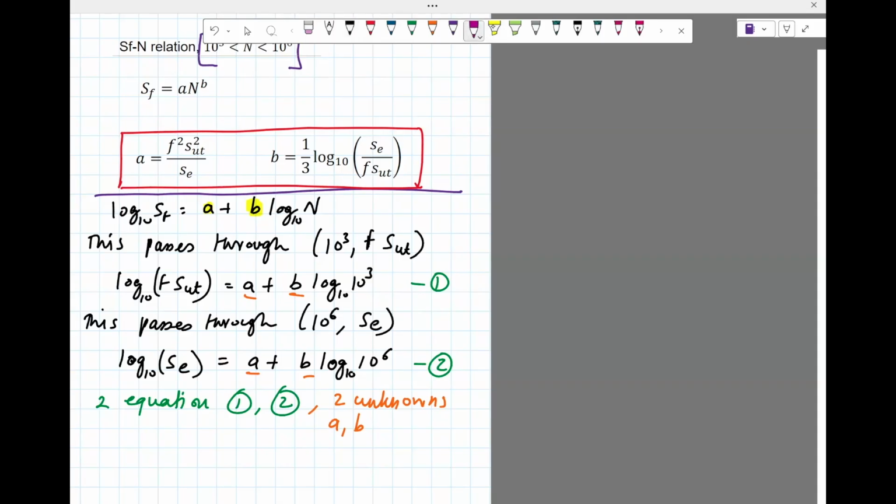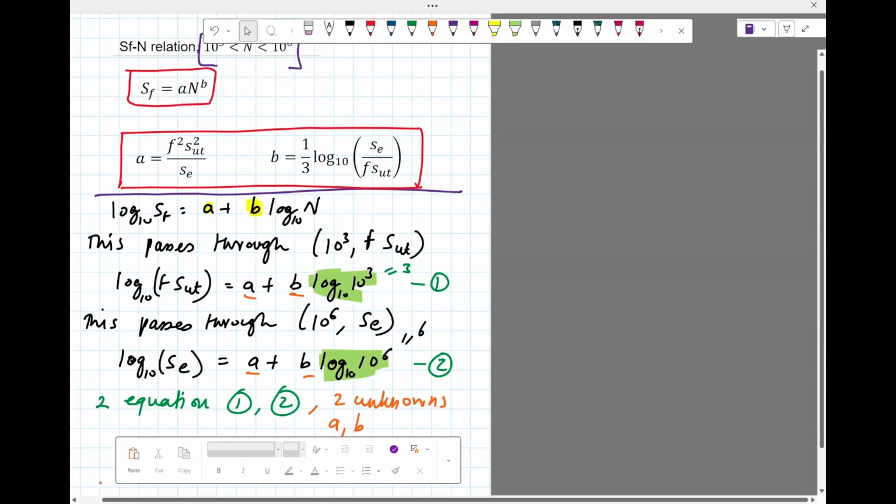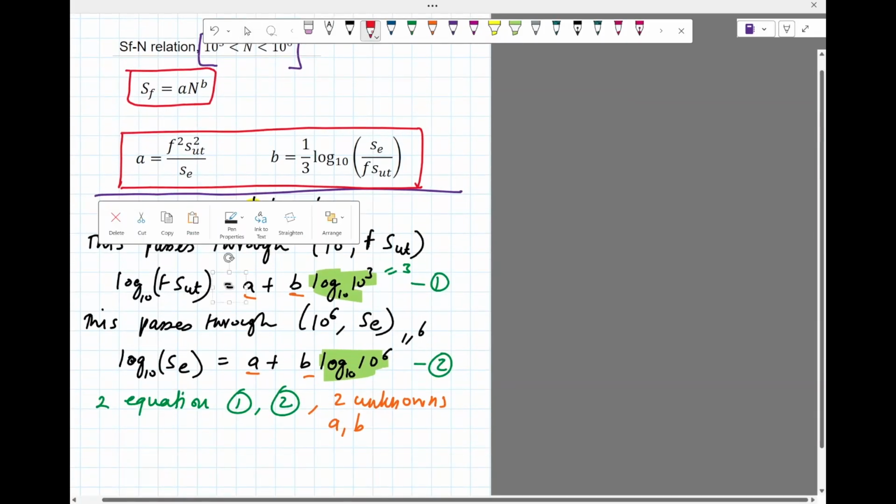This is simply equal to 6, and then this is simply 3. That's the property of using log to the base 10 when you have exponents of 10. It just makes your life easy. That's why we took log to the base 10. Anyway, this gives you these equations. I will not ask you to derive this expression, but you need to know that the formula which models the finite life is basically this.